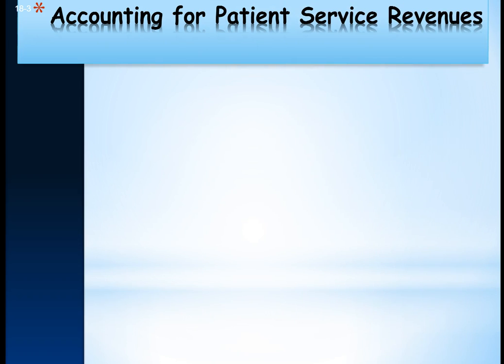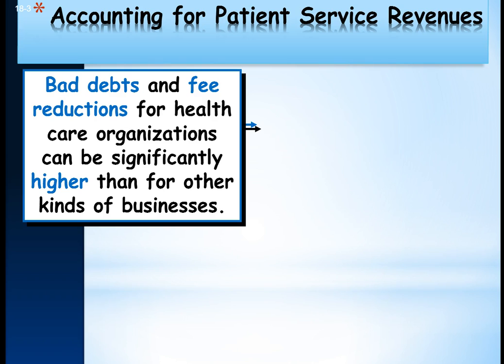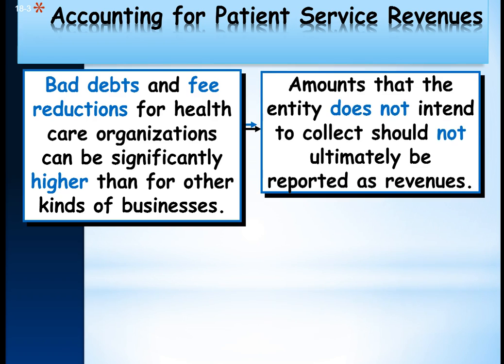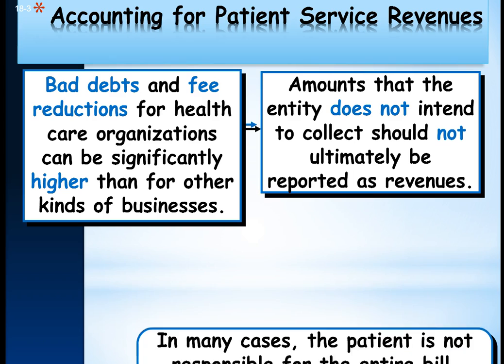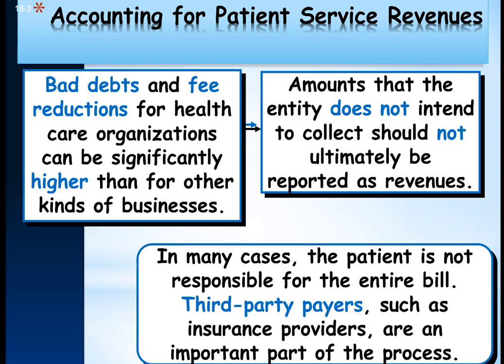Now, accounting for patient service revenues. Bad debts and fee reductions for healthcare organizations can be significantly higher than for other kinds of businesses. Amounts that the entity does not intend to collect should not ultimately be reported as revenues. In many cases, the patient is not responsible for the entire bill. Third-party payers, such as insurance providers, are an important part of the process.